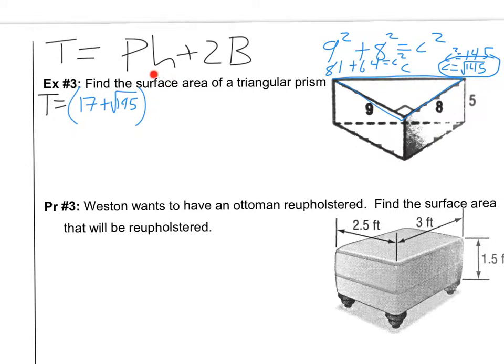Okay, the height refers to the actual height of the prism. That's this distance up and down. That's the distance basically from one base to the next. And so that's 5. So I'm just going to multiply that by 5.